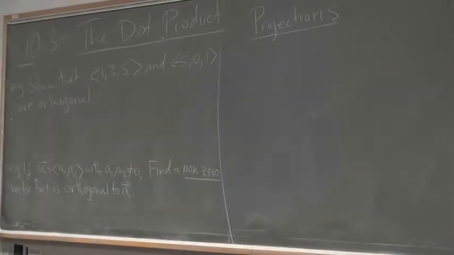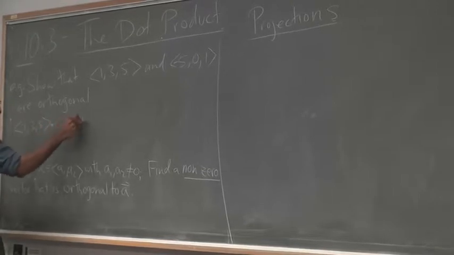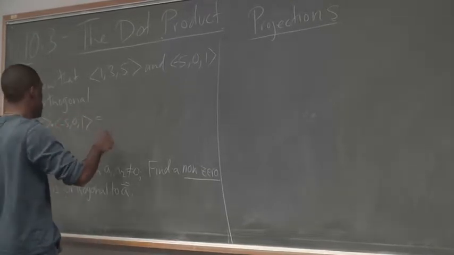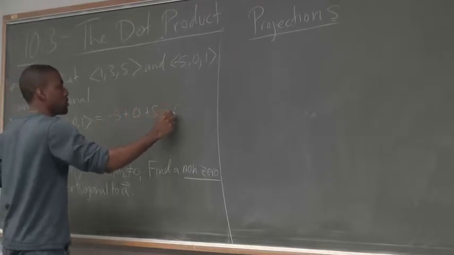How do you show that these two vectors are orthogonal? Just take their dot product. The vector 1, 3, 5 dot product with minus 5, 0, 1 is equal to minus 5 plus 0 plus 5, which equals 0.